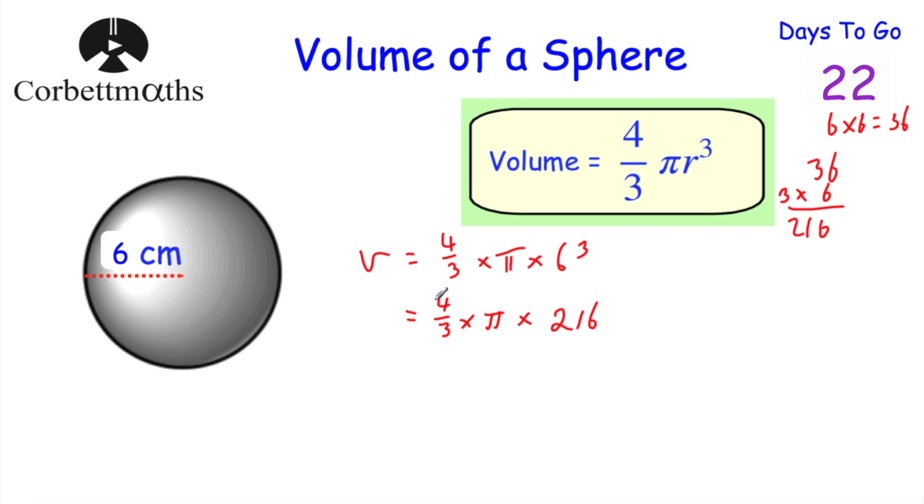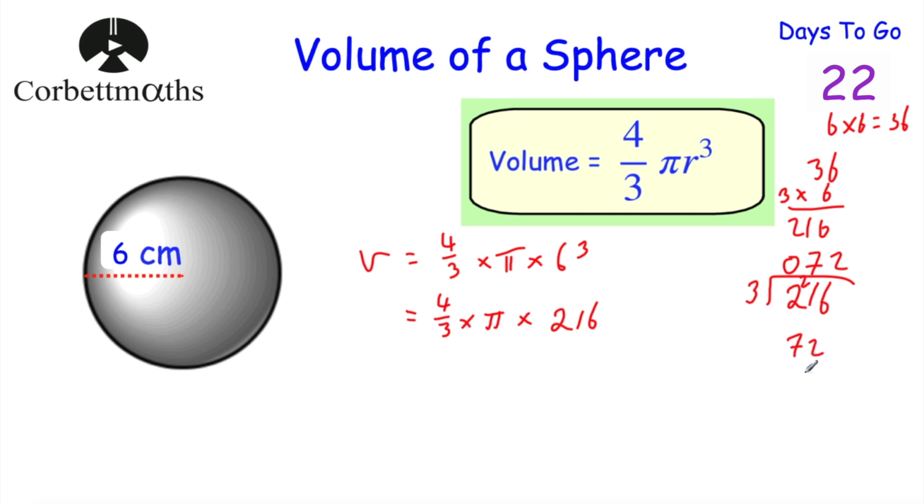Now we just need to work out 4/3 of 216. So to find 4/3 of something, we divide by the denominator. We're going to divide it by 3, and then we'll get that answer, and then times it by the numerator, which is 4. So let's do 216 divided by 3. So how many 3's go into 2? 0, remainder 2. How many 3's go into 21? 7. And how many 3's go into 6? That's 2. So if we divide 216 by 3, we get 72.